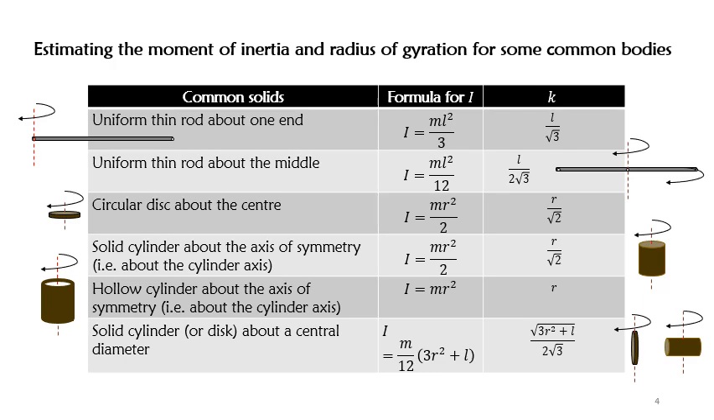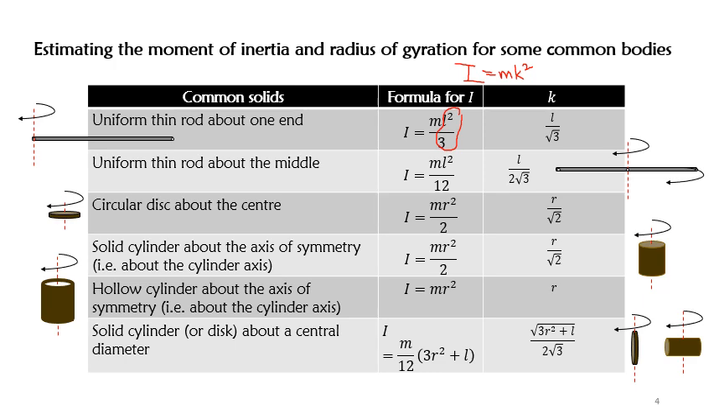If I look at, as explained previously, a uniform rod about one end, you see it flipping, you see I to be ML squared over 3 and K is equal to L over square root of 3. Remember that I, moment of inertia, generally is M K squared. So for the first one, your K squared is L squared over 3. So K, taking the square root, will give you L over square root of 3.